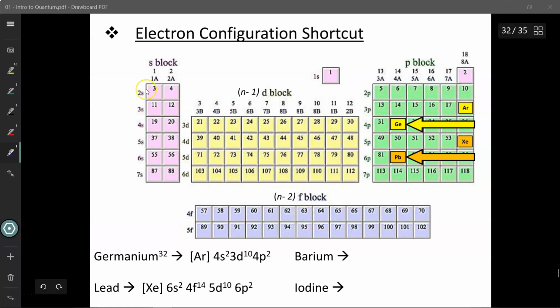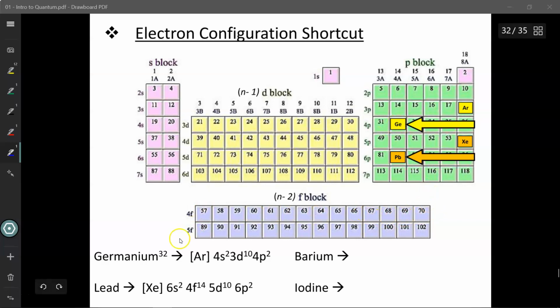If you recall, S orbitals only have 2 electrons that they can hold, so 1, 2. P orbitals can hold up to 6 electrons, so 1, 2, 3, 4, 5, and 6. D orbitals can hold 10, 1, 2, 3, 4, 5, 6, 7, 8, 9, 10. And F orbitals can hold 14. You can count that yourself if you don't trust me.